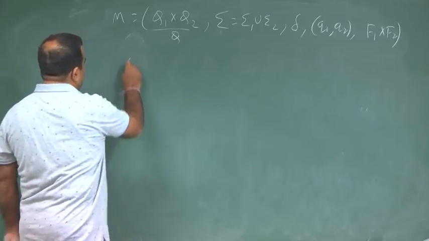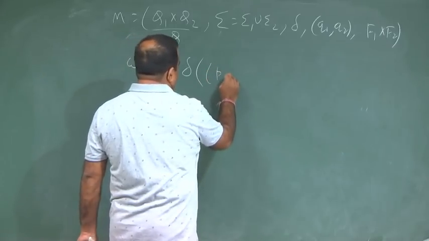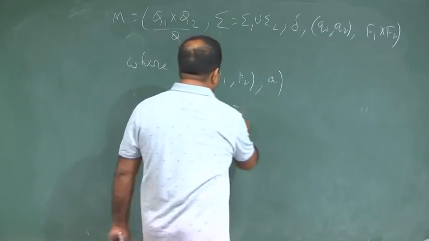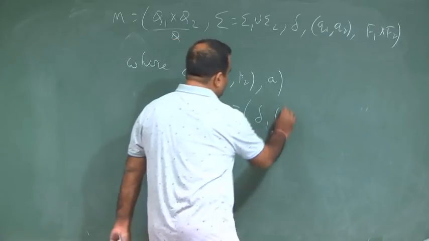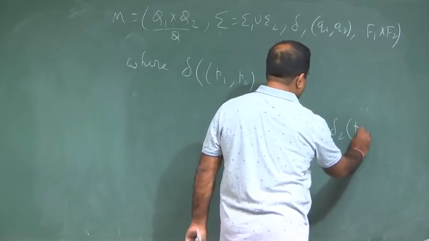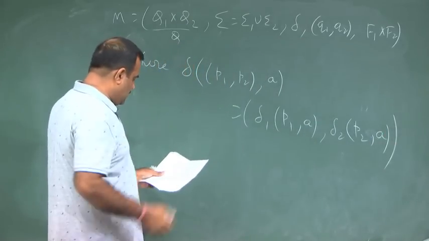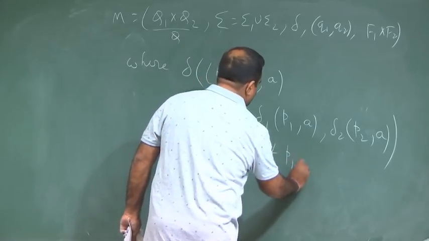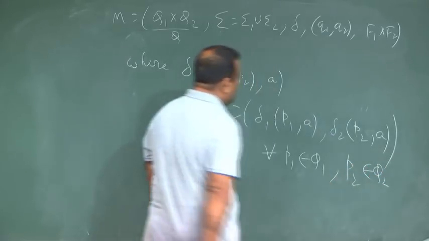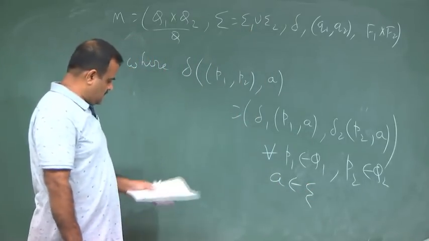Where delta of (P1, P2), A is nothing but delta 1 of (P1, A) and delta 2 of (P2, A). Okay. And this holds for all P1 from Q1 and P2 from Q2, and A coming from sigma. If you have assumed the same sigma, that is fine, no issue.